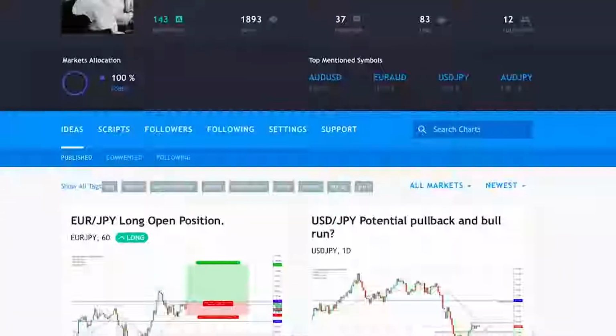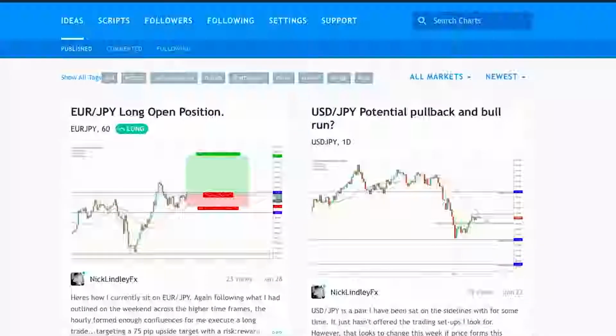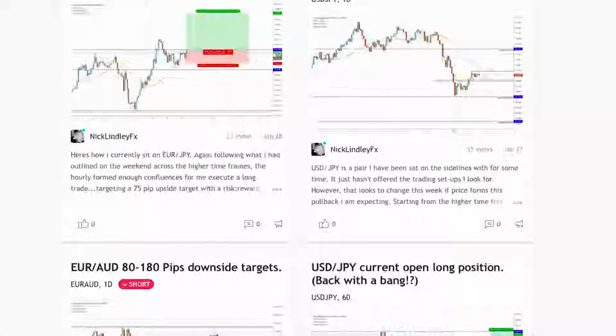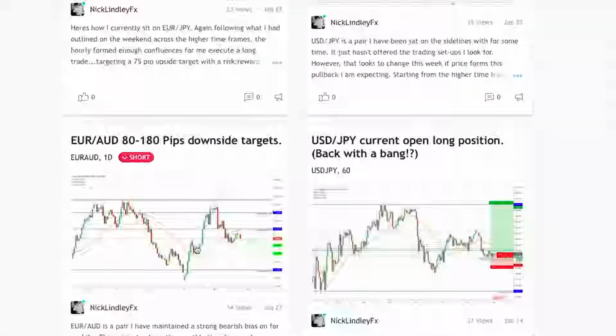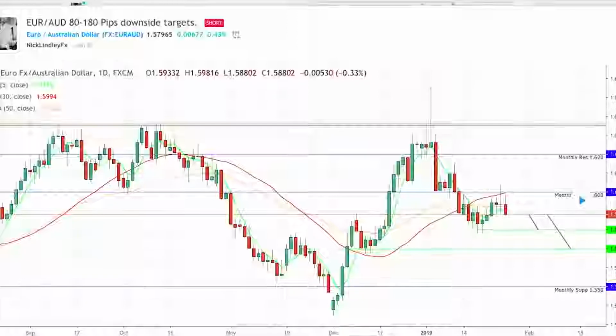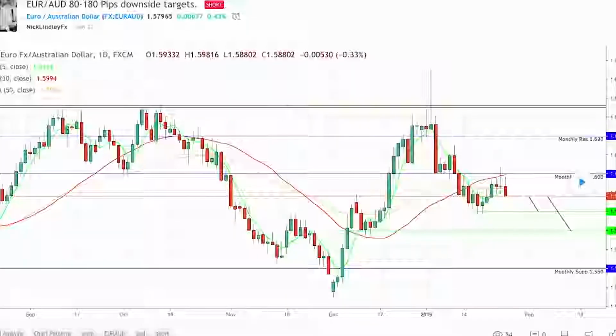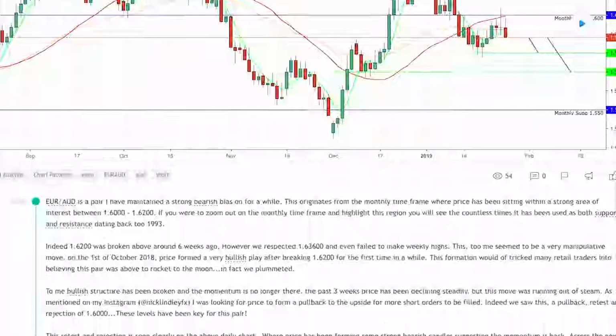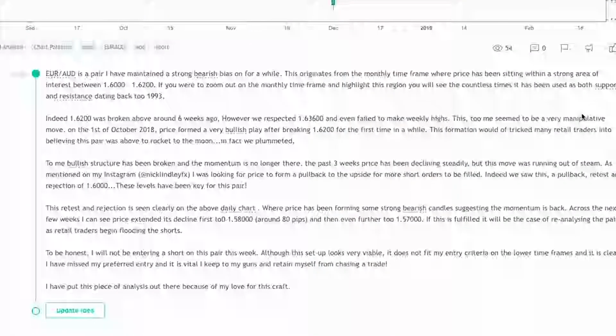So let's go below and look at a few of the ideas that I posted last week. More specifically, my Euro to AUD breakdown. This is where I targeted an 80 to 180 pip downside target. I posted this on January the 27th, and it might be worth going back and having a read of this description.